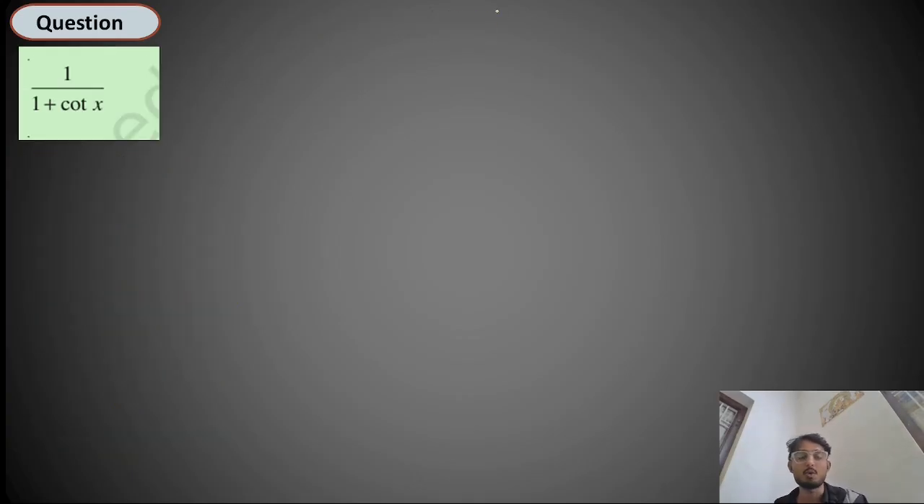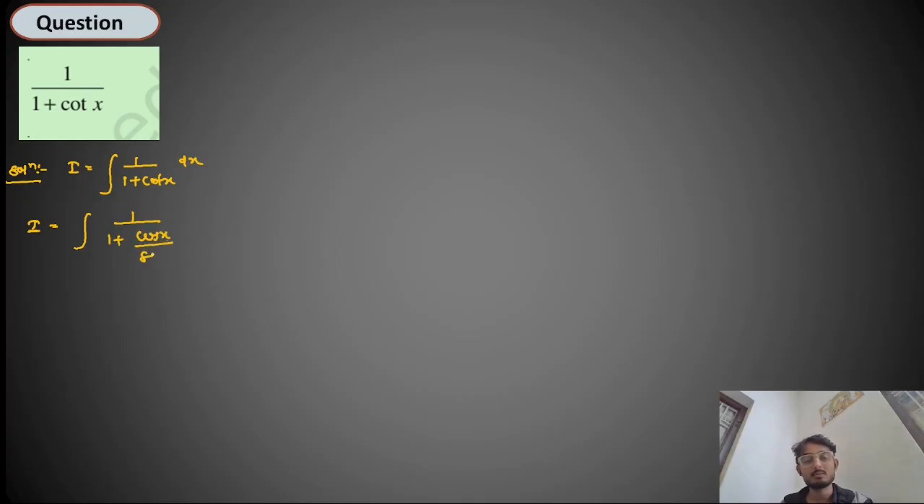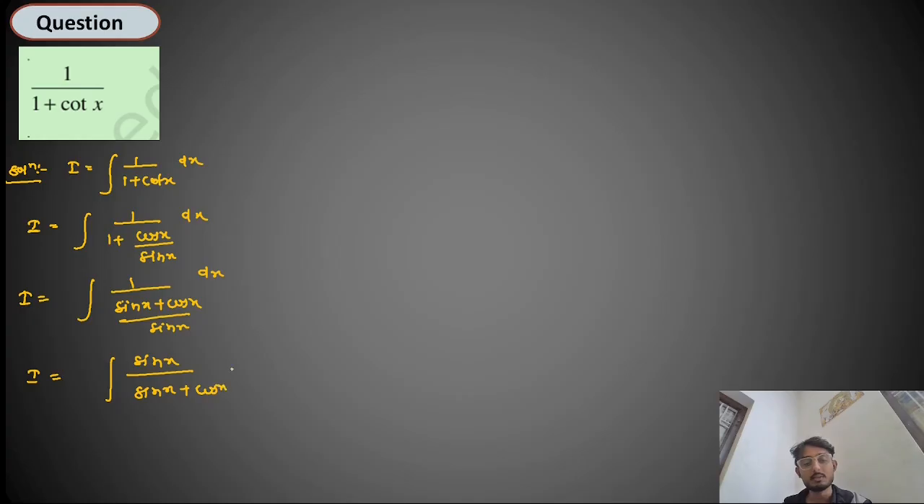This example is given as 1 upon 1 plus cot x. First of all, you write I equal to integral of 1 upon 1 plus cot x dx. This step is very important for you. 1 upon 1 plus cot x equals sin x upon sin x plus cos x. So I equal to integral of sin x upon sin x plus cos x dx.